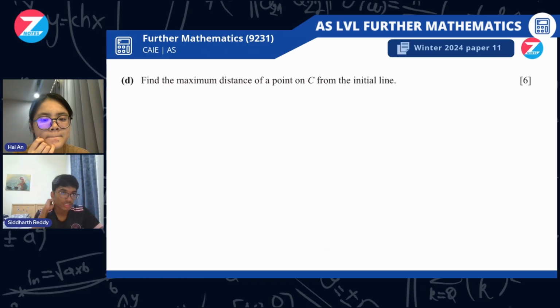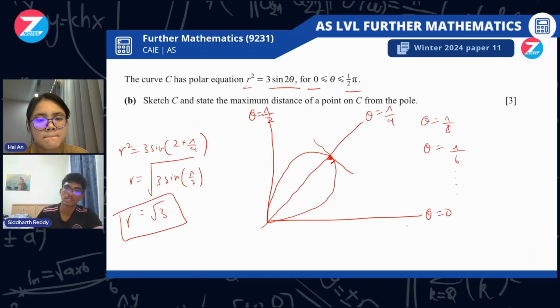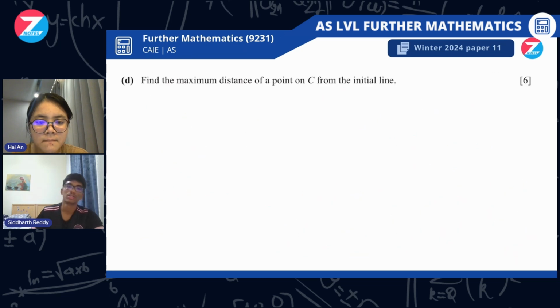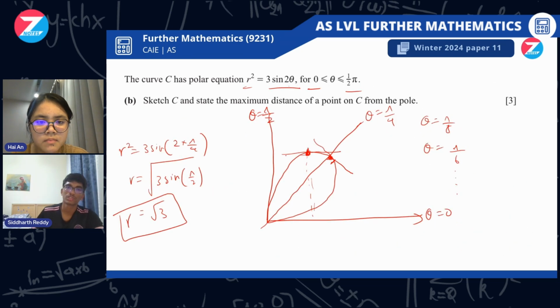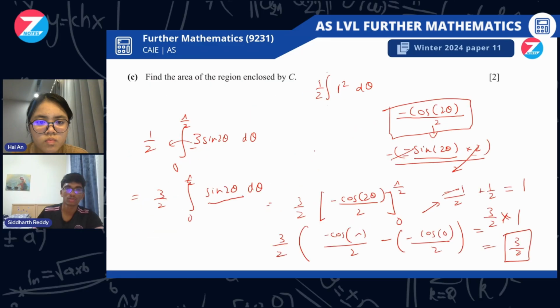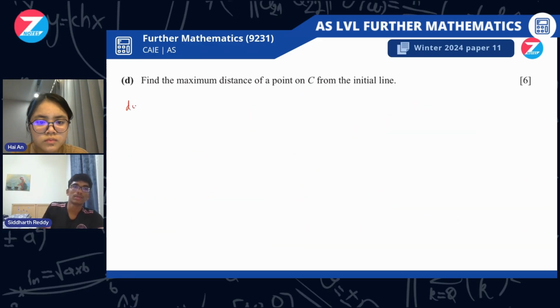Find the maximum distance of a point on C from the initial line. So this is the initial line, theta is equal to 0. They're asking us to find the maximum distance. So it's going to be this point since it has the highest. If you notice, the slope at this point is exactly 0. So dy by d theta is equal to 0 at the maximum distance.